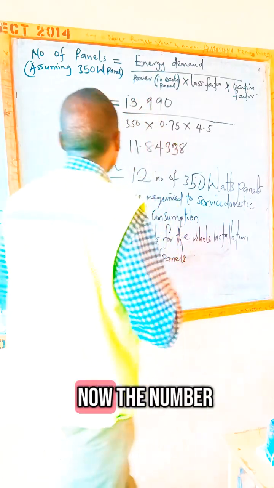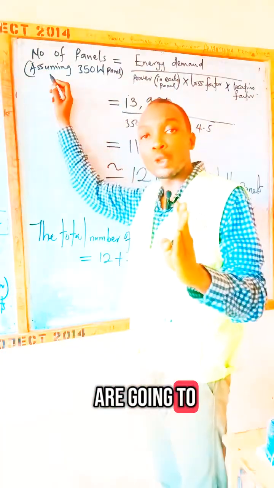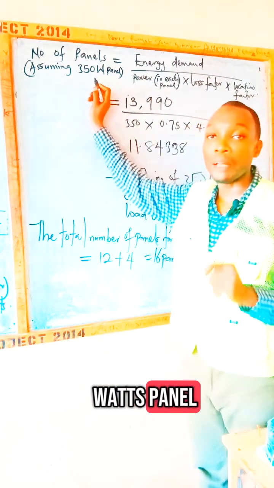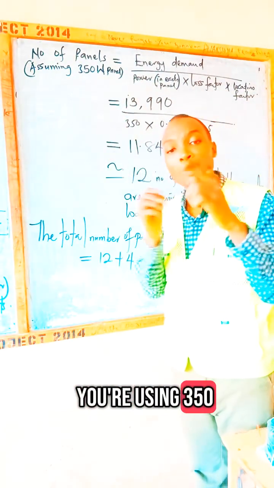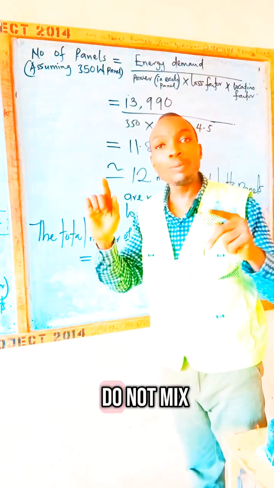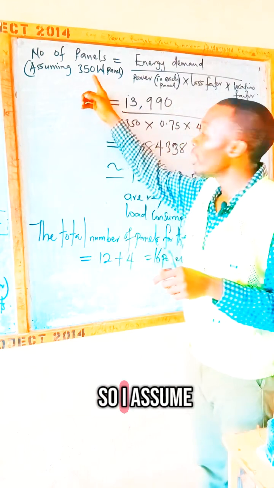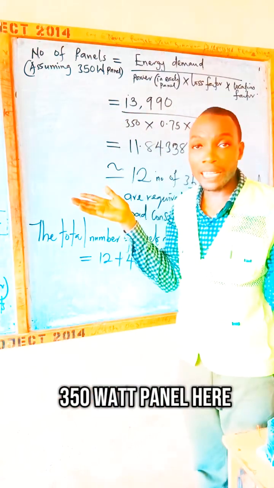Now, the number of panels is equals to, let's assume we are going to use a 350 watt panel. Mind you, if you are using a 350 watt panel, it has to be uniform all through. Do not mix panels of different ratings together. So I assume a 350 watt panel here now.